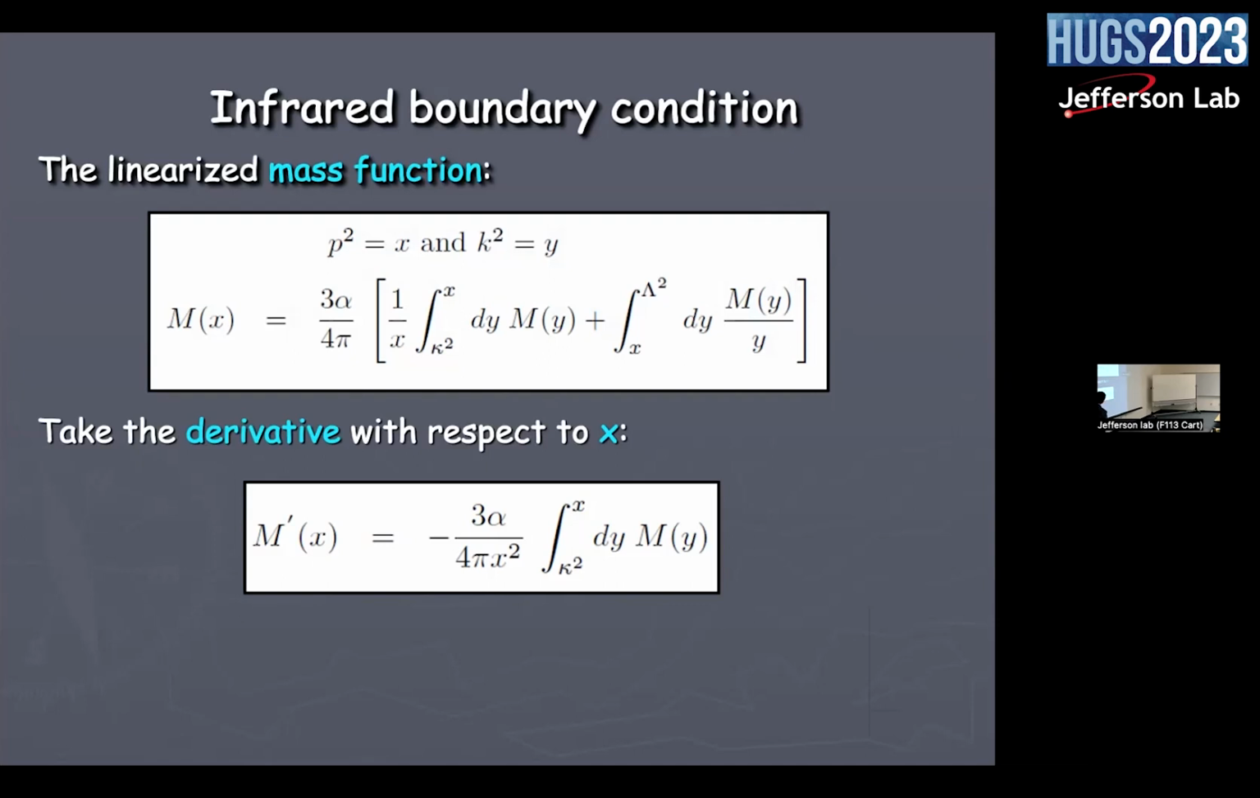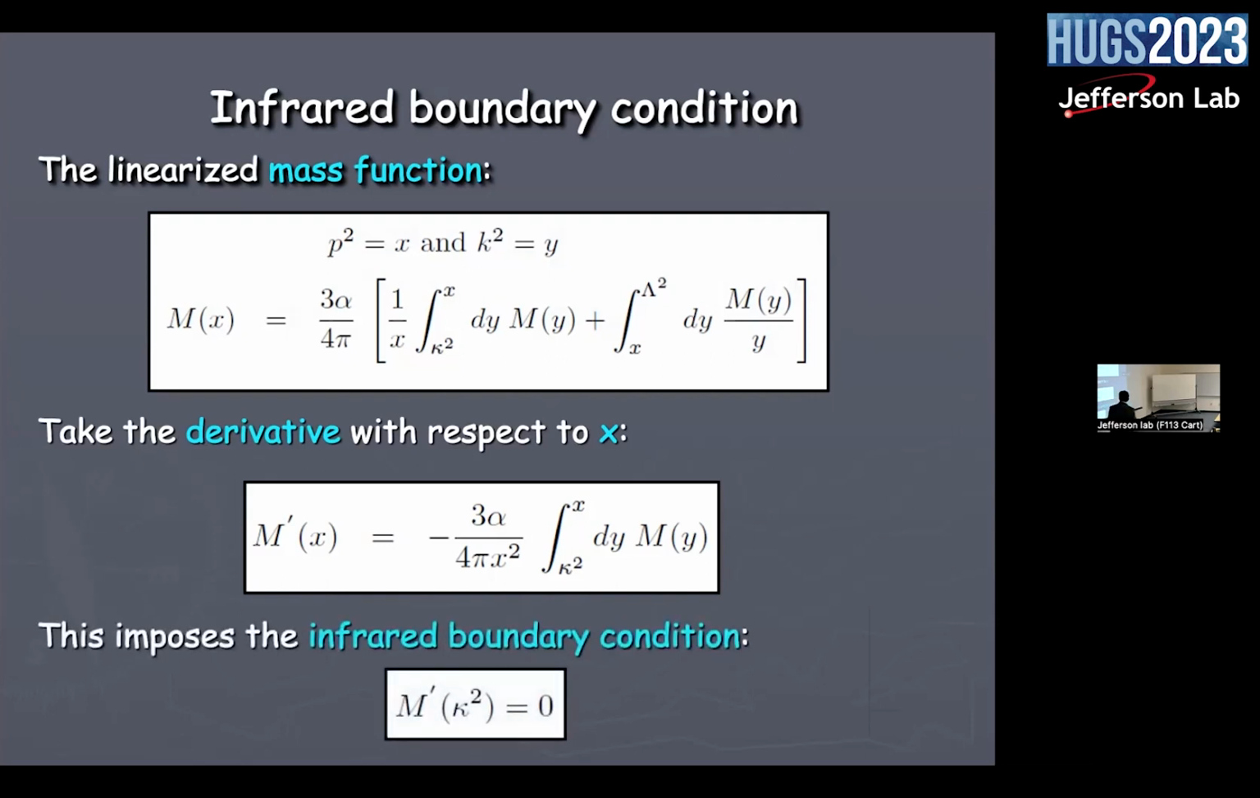Okay? When I take the derivative of this, what happens? It only looks at the integrand, where y is replaced by x. And here, it also does the same thing, but this at x has a different sign from this, and therefore those terms cancel from taking the derivative. Okay? And the only term which lives on is this term. This also imposes a boundary condition we call the infrared boundary condition, because if I put x equal to kappa squared, the integration will be from kappa squared to kappa squared, and that is 0.